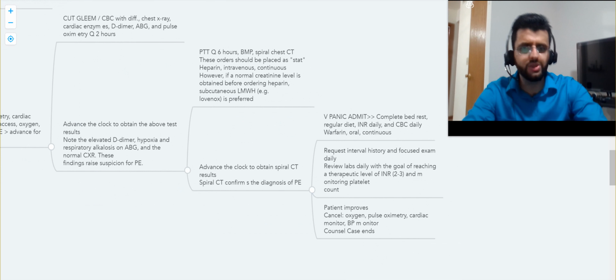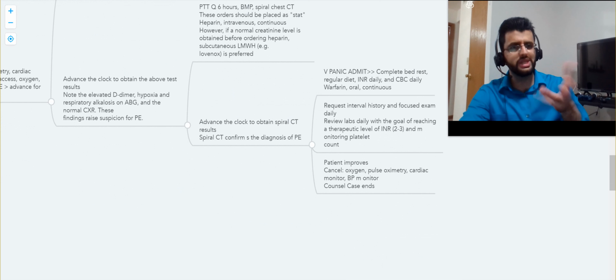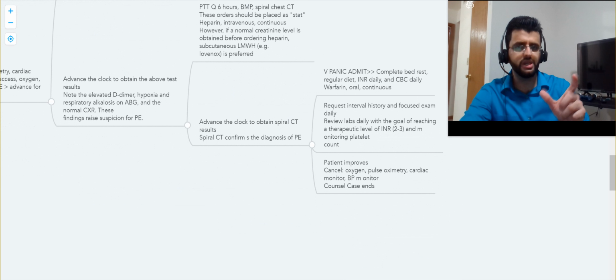After that, what do you do? We're going to monitor the INR. You advance the clock to get the CT scan. After that, you get the CT scan. Once you confirm DVT, you are in the emergency room now. What do you do?